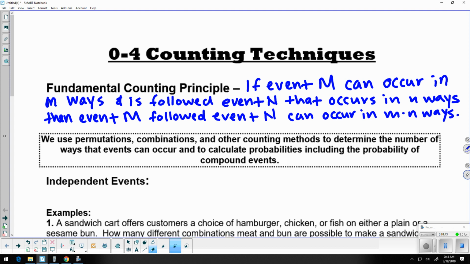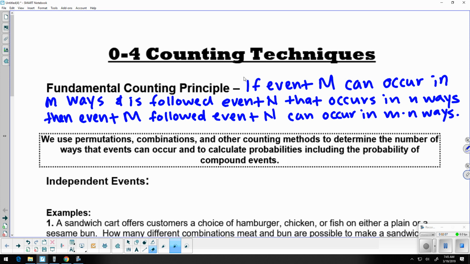Really, the gist of it when it comes to the fundamental counting principle, you're really just multiplying out the number of choices that you have. You'll see how it all unfolds as we go through these examples, but it says that we also use permutations, combinations, and other counting methods to determine the number of ways that events can occur and to calculate the probabilities, including the probability of compound events. We'll be getting to that a little bit later on.